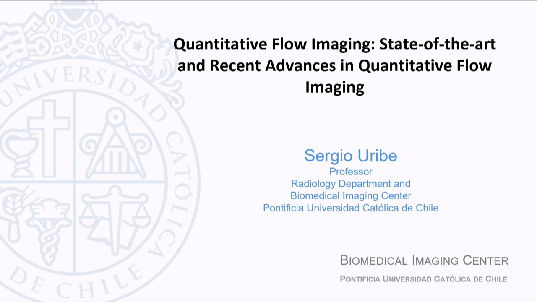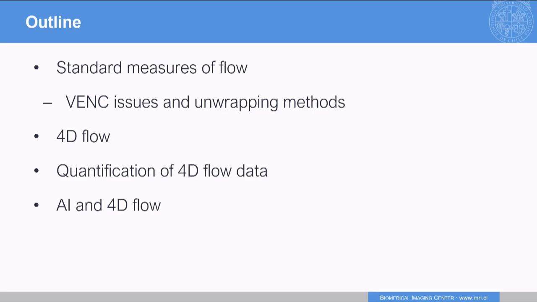So thank you very much for the introduction and also for the invitation to give this talk. I will talk about flow quantification, and first I will briefly summarize the standard method that we can obtain for flow. Then I will talk about some VENC issues and some unwrapping methods, and then I will move on to talk about 4D flow and the quantification of 4D flow data. And at the end of my presentation, I would like to just talk a little bit about the application of AI for 4D flow imaging.